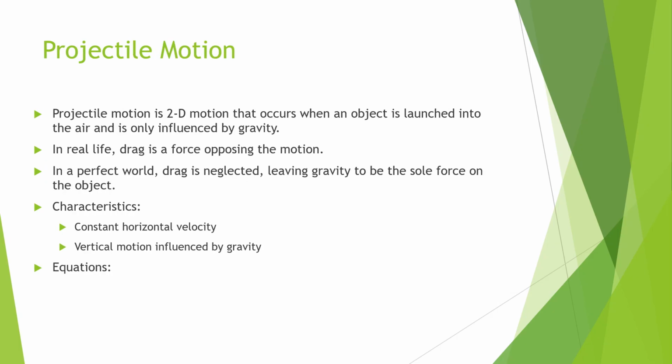Projectile motion. Projectile motion is 2D motion that occurs when an object is launched into the air and is only influenced by gravity. In real life, drag is the force opposing the motion. In a perfect world, drag is neglected, leaving gravity to be the sole force on the object. Some characteristics of a perfect world are constant horizontal velocity, and the vertical motion is influenced by gravity.